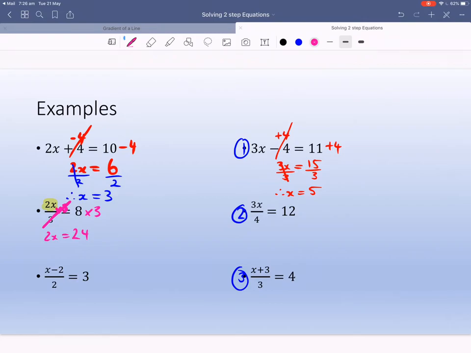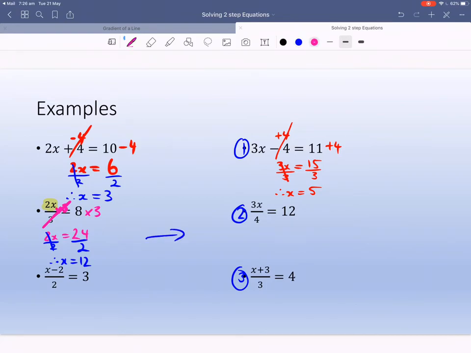Now, I've got to think about the same thing as I did before. What's in between the 2 and the x? The mathematician's too lazy to write. If you said times, you would be correct. So we have to divide by 2, which is the opposite of times by 2. So divide by 2, therefore x equals 12. You go on and try number 2 over here.